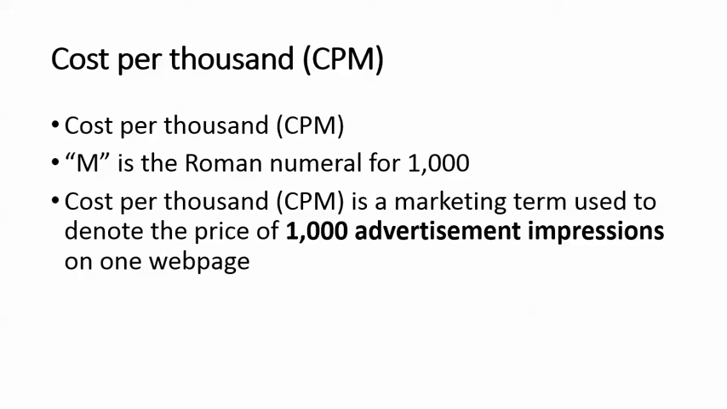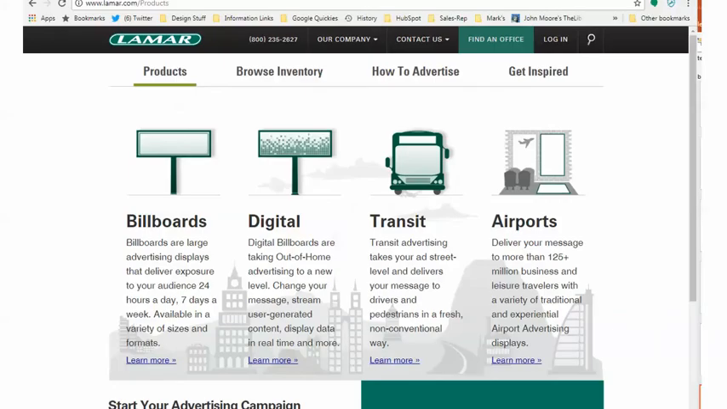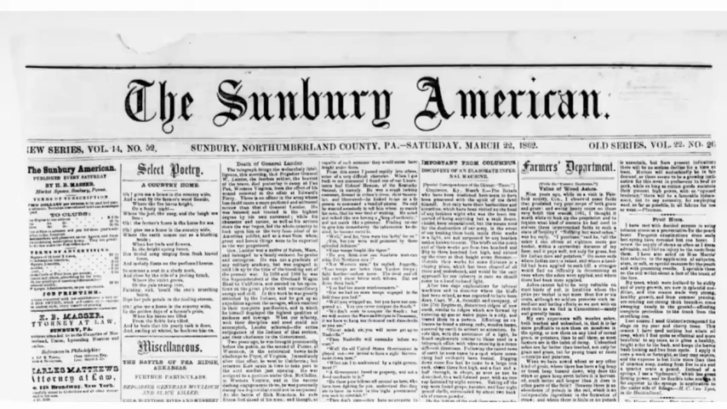So what we are asking for with CPM is the price of 1000 advertisement impressions, and that means we can compare it to other things. If we were to buy a billboard from Lamar, we would have them give us a price and then an estimated amount of cars that might drive by it, and therefore they'll give us impressions. Same would go for digital or bus transit and airports. So they're giving us prices and saying we expect this many people to view it.